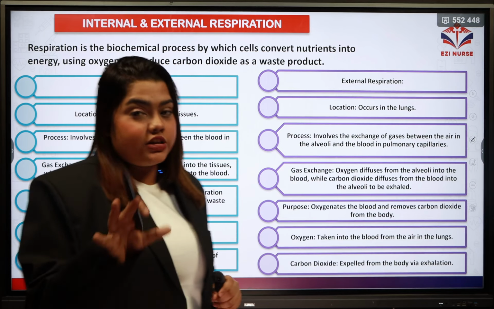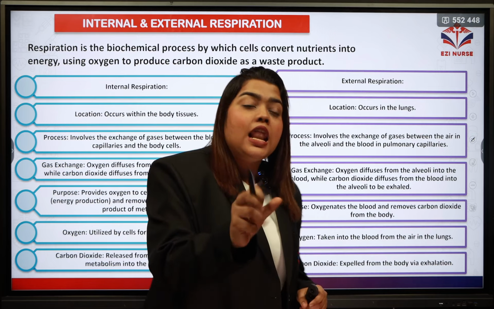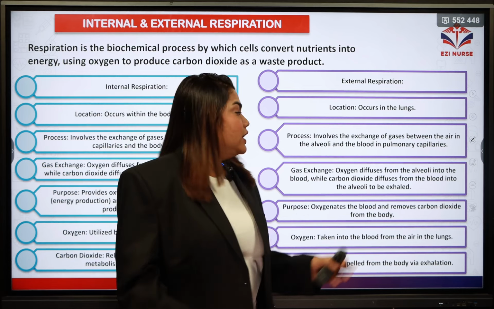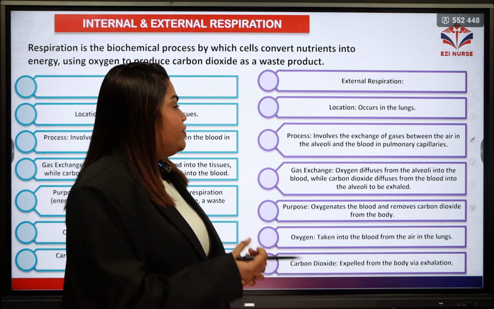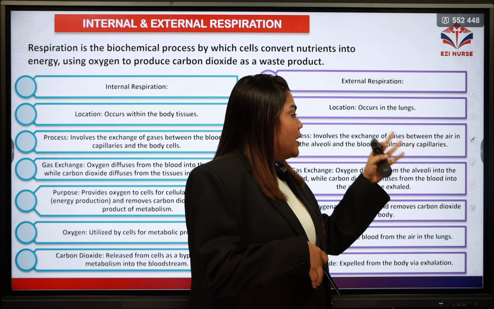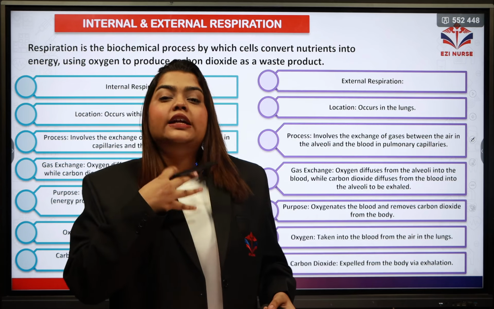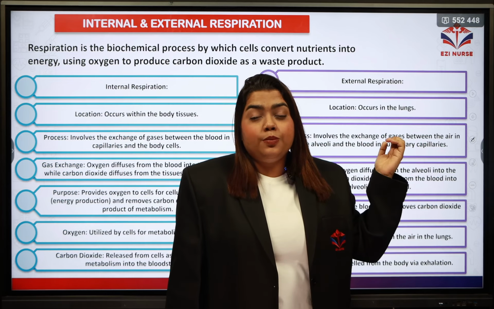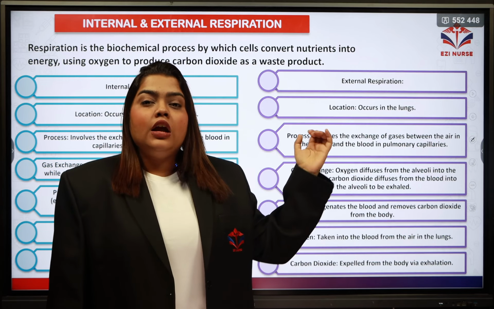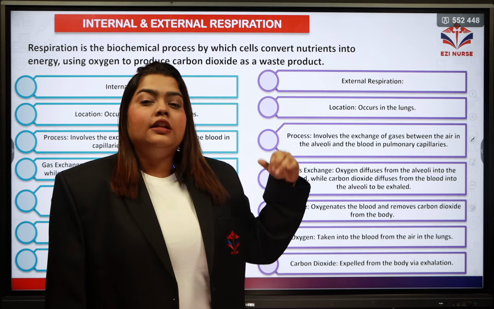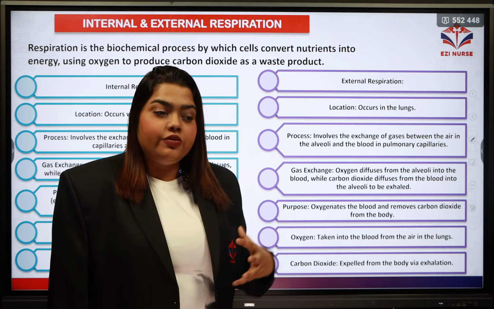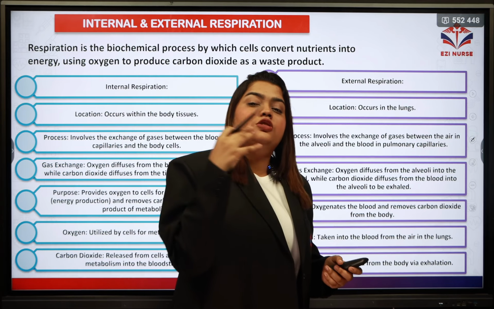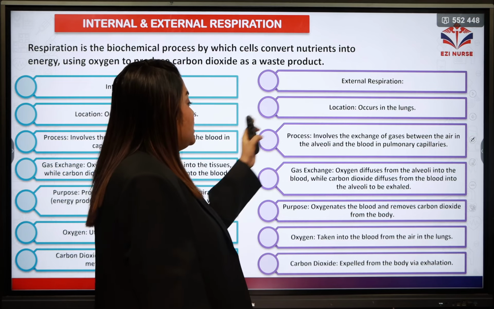Now, external respiration. External respiration mainly occurs in the lungs. Location: it occurs in the lungs. Then the process: it involves exchange of gases between the air in the alveoli and the blood in the pulmonary capillaries. We breathe in, take in oxygen, and it is stored in the alveoli. When the deoxygenated blood comes to the lungs, the blood takes the oxygen and becomes oxygenated blood, and the carbon dioxide is released by the lungs. So that is the process.